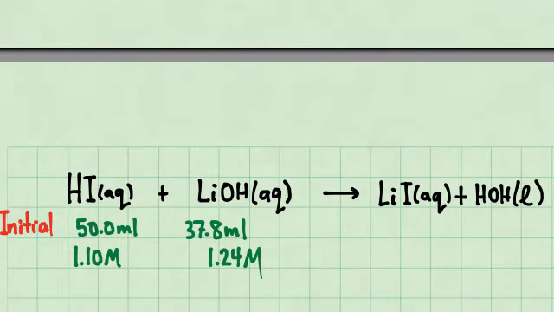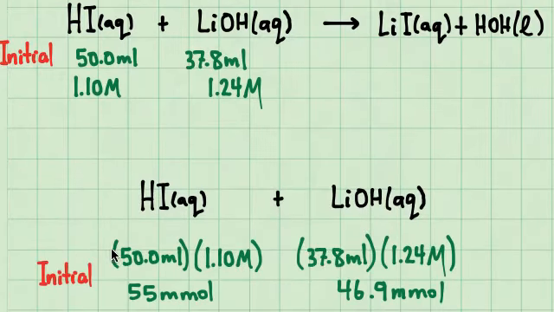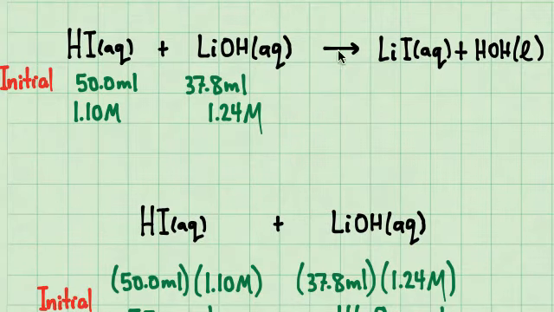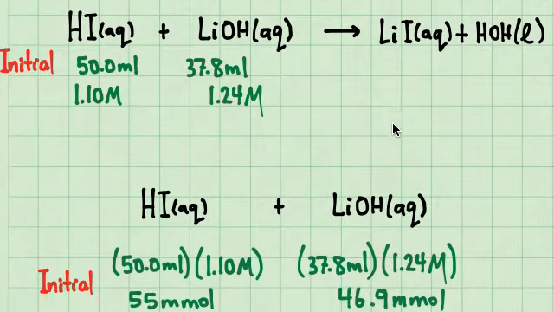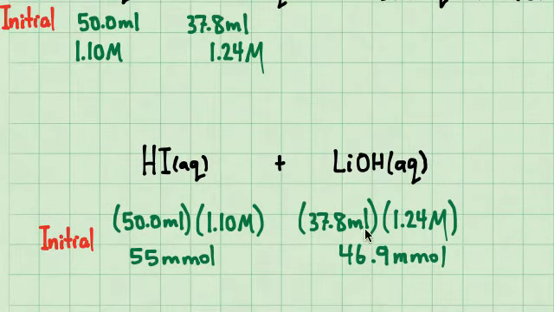Here's another example. Hydriodic acid, lithium hydroxide, strong acid, strong base. I have some acid and I have some base, and they told me the molarity and the volume for both of them. So maybe I'll write it like this. I really only care about the reactants. I'm just worried about this not being the right amount to use. 50 times 1.1 is 55 millimoles. 37.8 milliliters times 1.24 molarity is 46.9 millimoles.